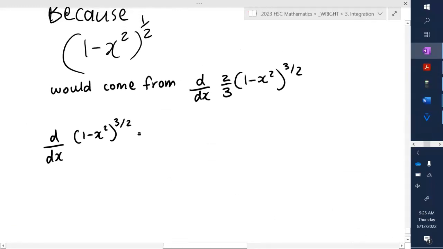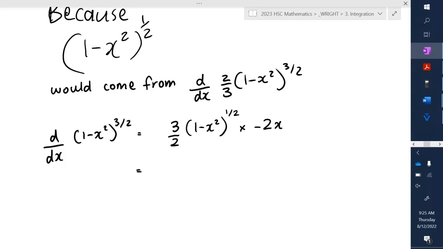So let's do that. Remembering our rules and not getting them confused with our old rules, we're going to times by our index, so we get 3 over 2. We are going to take 1 off our index when we differentiate, so 3 over 2 minus 1 is 1/2. And I'm also going to multiply by the derivative inside my brackets, which is minus 2x.